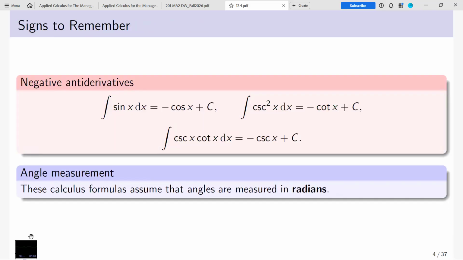The negative signs come from the derivatives of cosine, cotangent, and cosecant. Radians are essential because the familiar derivative formulas are valid without extra conversion factors only in radian measure. Degrees have enough complications already.